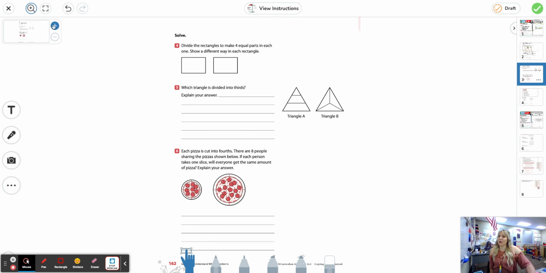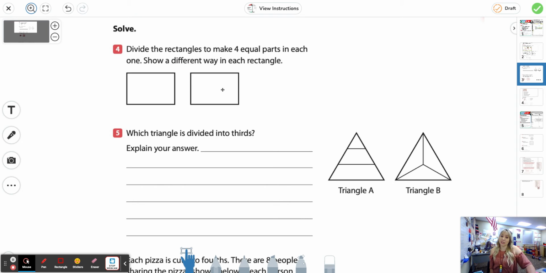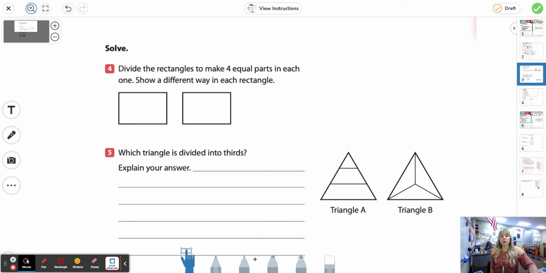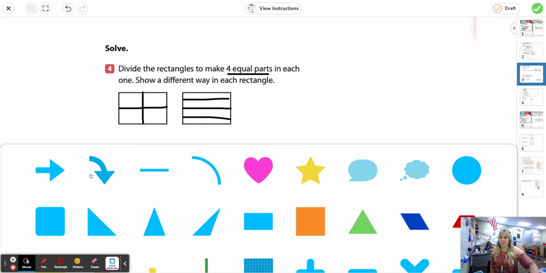Page 3 at the top says that we're going to divide rectangles to make 4 equal parts in each rectangle. But we need to show a different way for each of them. So if I have 2 sandwiches here, I could cut these sandwiches in different ways so that there are 4 equal parts in each of these sandwiches. I could cut it in half here and then in half again. I could also go a half, half, and half. I could even go up and down. So I'm going to grab 2 more rectangles. You don't have to do this part, but I did want to show you that there are other ways.